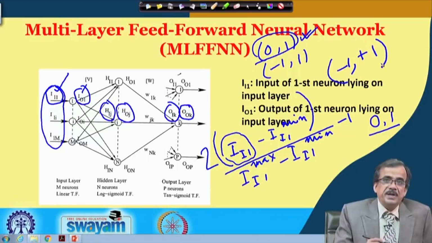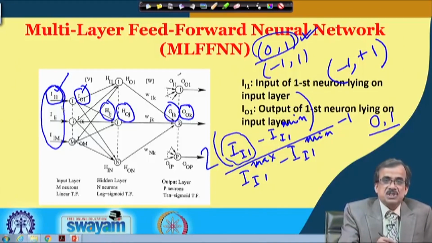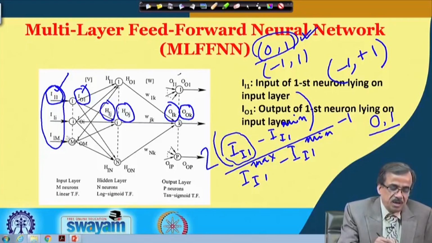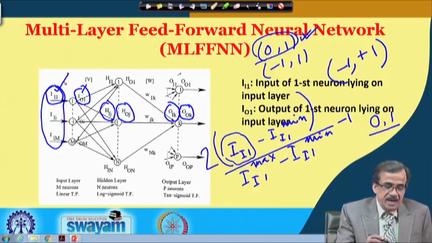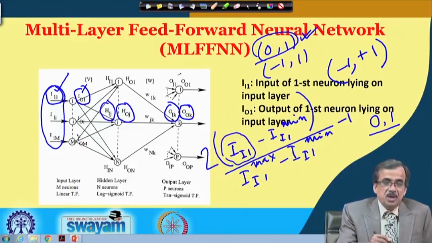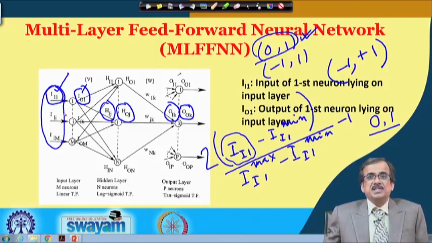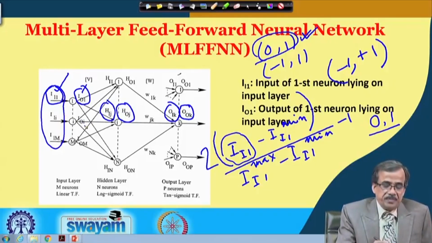Now, the point which I am going to make is that these inputs are to be represented in the form of the normalized scale. And once you have got the inputs in the normalized scale, if I use the linear transfer function on the input layer, I will be getting the output that is equal to the input. That means IOI will become equal to I. So, this is the way we can find out the output of the neurons lying on the input layer.